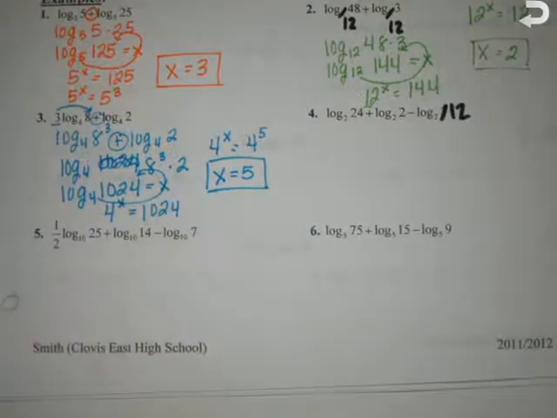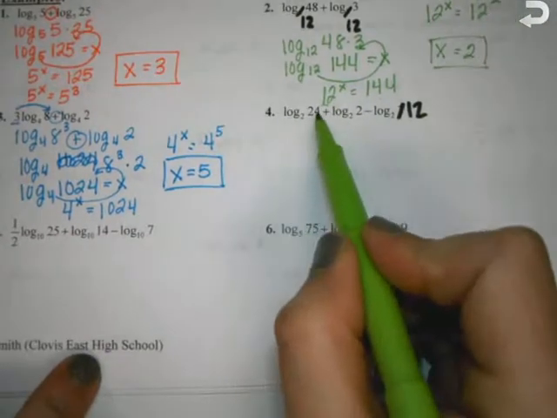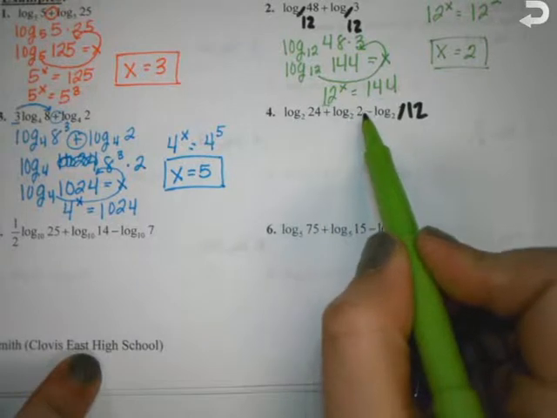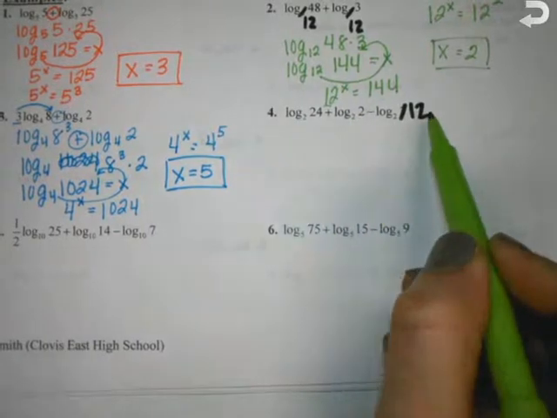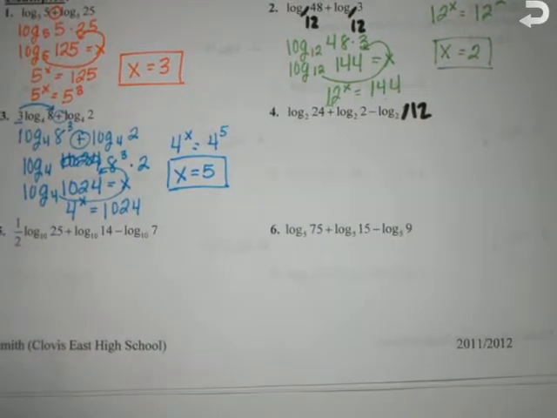Okay. Number 4, we have log base 2 of 24 plus log base 2 of 2 minus log base 2 of 12. Make sure you change that. I don't know what it was, a 3. It should be a 12.